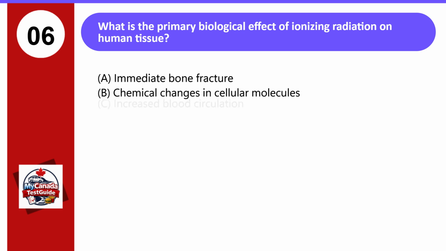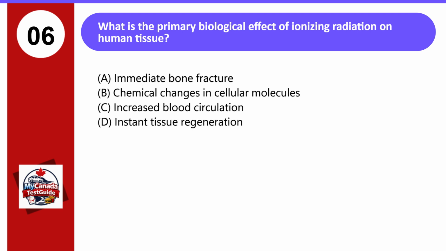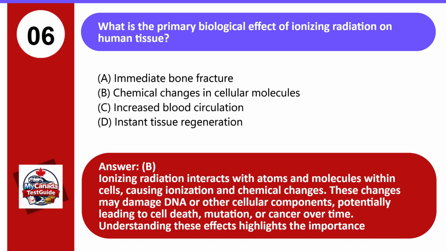What is the primary biological effect of ionizing radiation on human tissue? A. Immediate bone fracture. B. Chemical changes in cellular molecules. C. Increased blood circulation. D. Instant tissue regeneration. Answer, B.